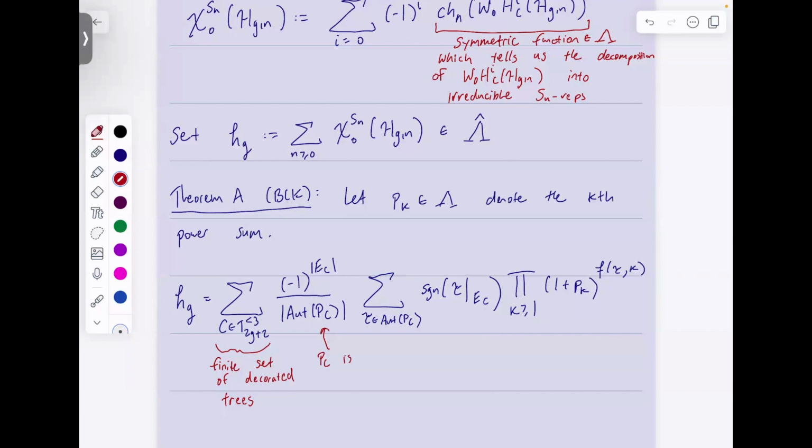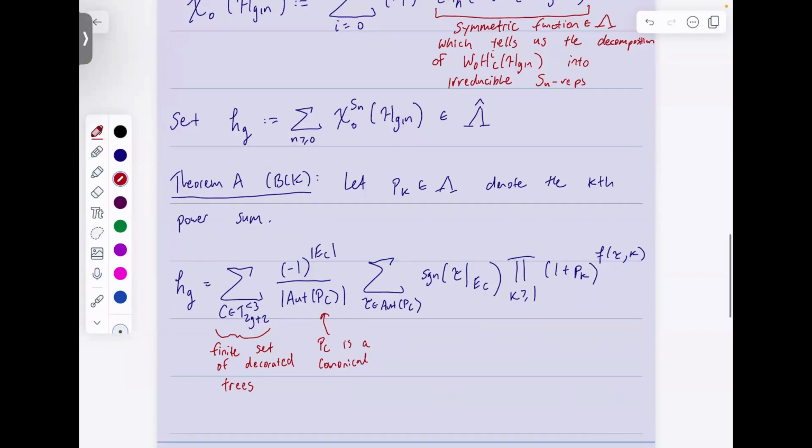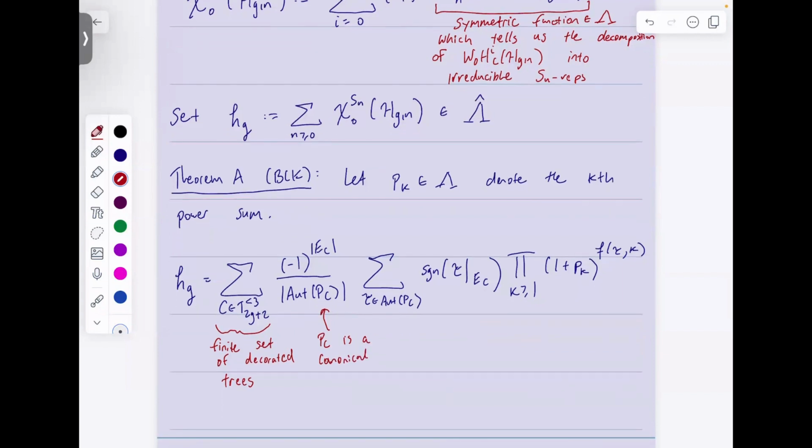So P sub C is canonical, meaning it only depends on the decorated tree. You can reconstruct P sub C, and it's a graph theoretic double cover of C. So most importantly, it's a graph. It's a canonical graph associated to my tree C. This is just a sign. It's minus one to the number of edges of the tree.